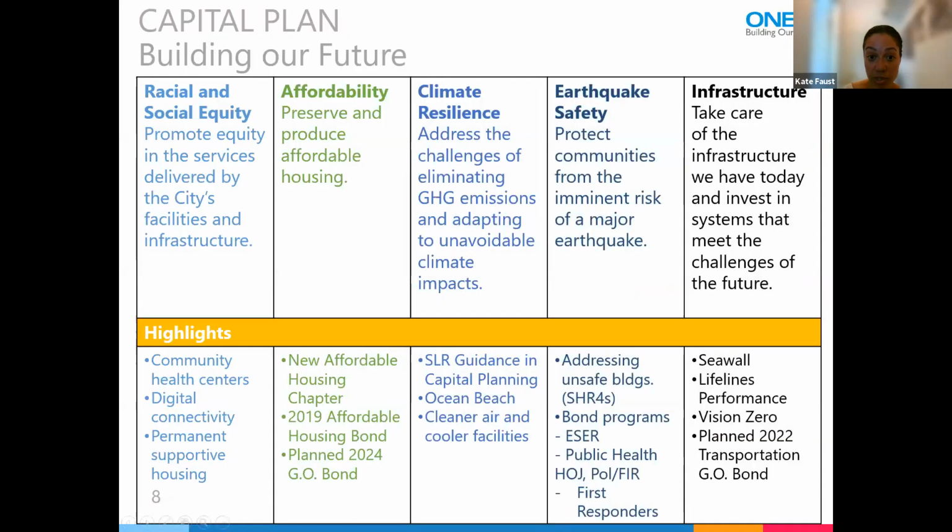As a funding principle, the focus on resilience requires that we prioritize investments that build racial and social equity, tackle affordability challenges, increase climate resilience and seismic safety, and then continue to take care of the infrastructure that we already have, as well as invest in systems that will need to meet future resilience challenges. In the capital plan that we've just adopted, we reflect these priorities and recommended investments for community health centers, digital equity projects, affordable housing, investments at Ocean Beach that Brian mentioned earlier, various heat mitigation projects, seismic retrofits, as well as the seawall.